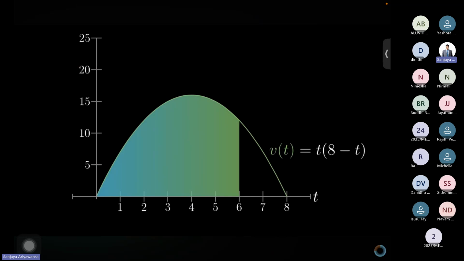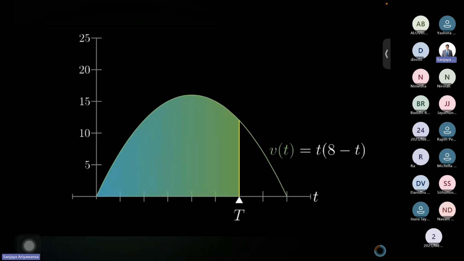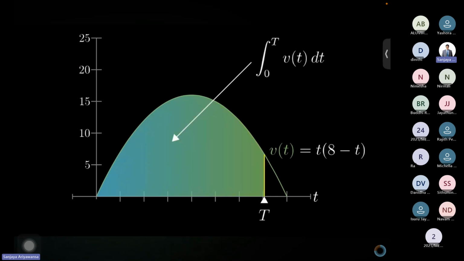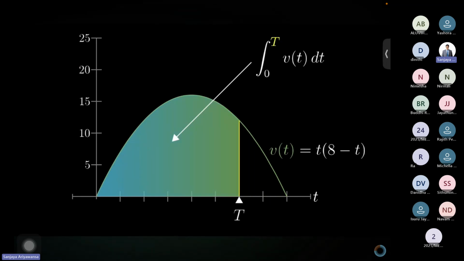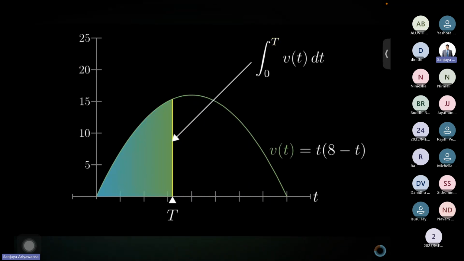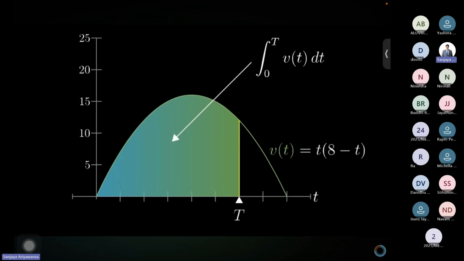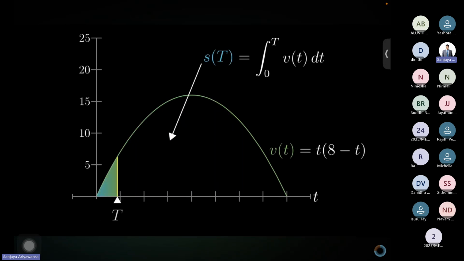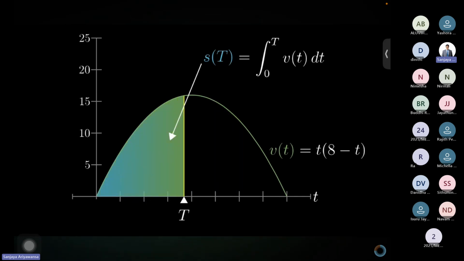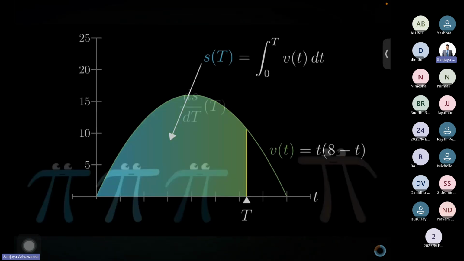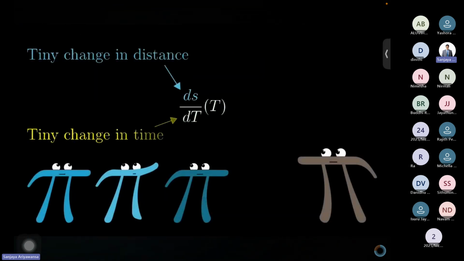For our velocity example, think of this right endpoint as a variable, capital T. So we're thinking of this integral of the velocity function between 0 and T, the area under this curve between those inputs, as a function, where the upper bound is the variable. That area represents the distance the car has traveled after T seconds, right? So in reality, this is a distance versus time function, s of t. Now ask yourself, what is the derivative of that function? On the one hand, a tiny change in distance over a tiny change in time, that's velocity. That is what velocity means.